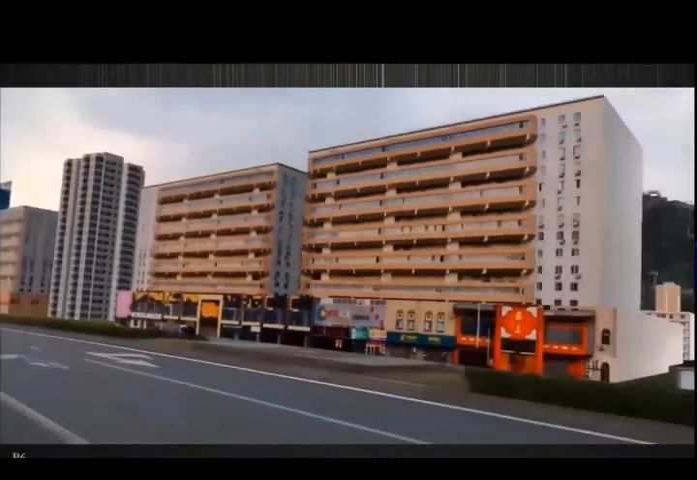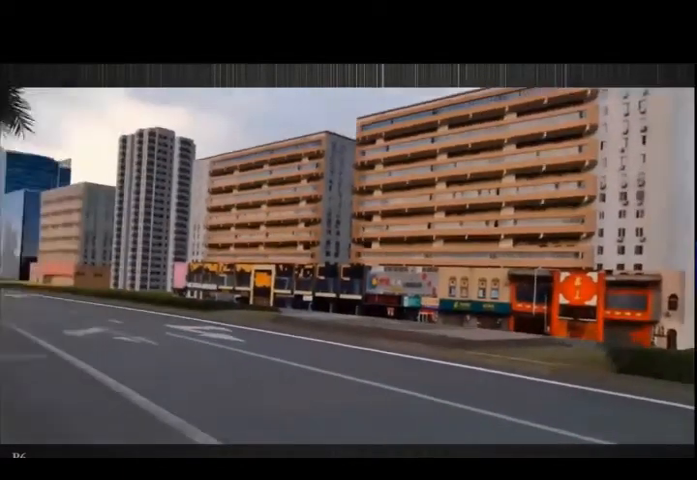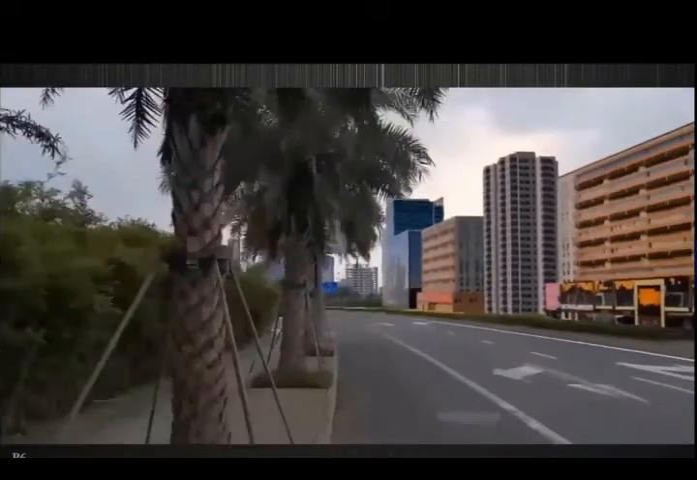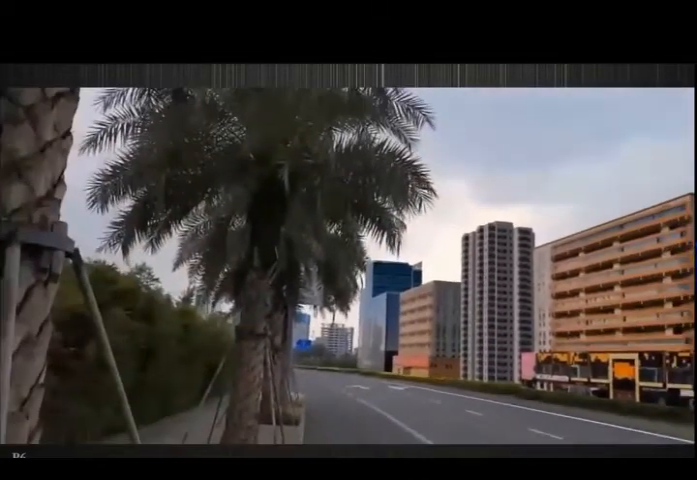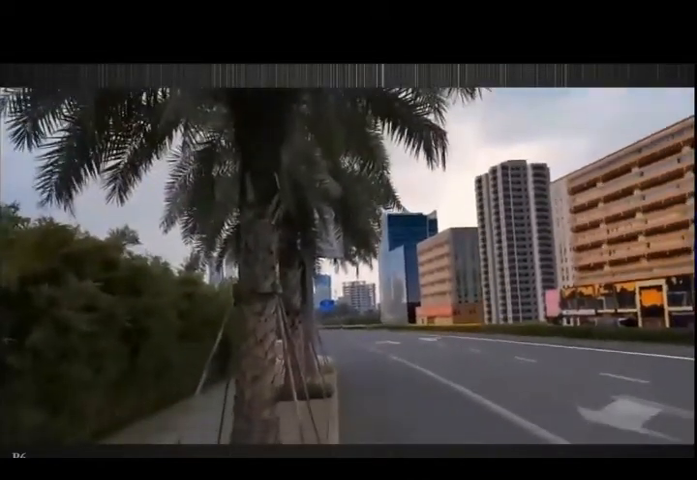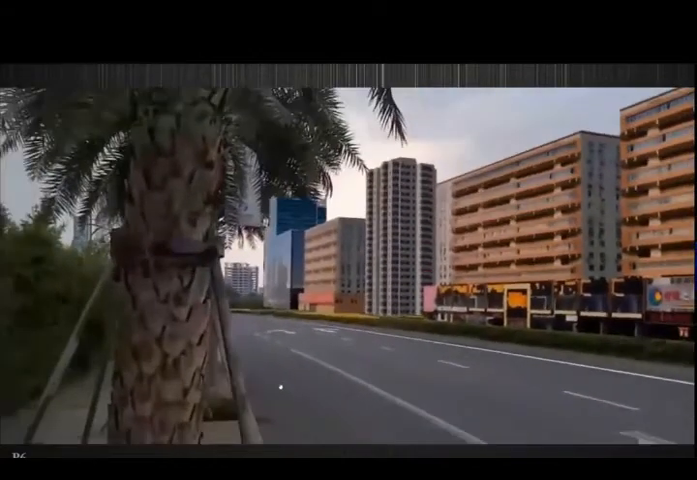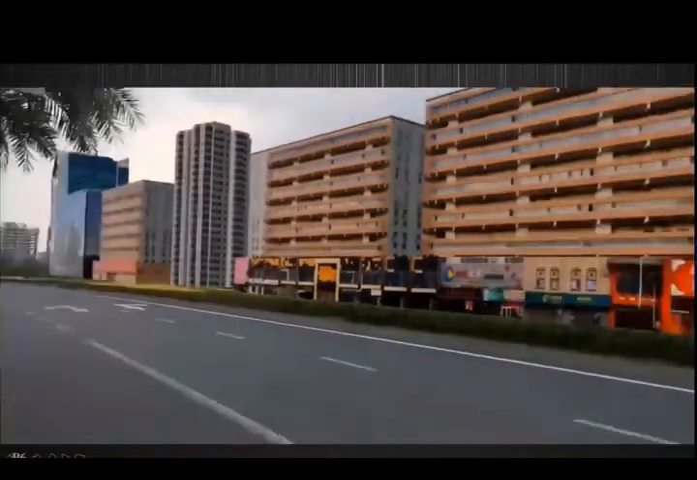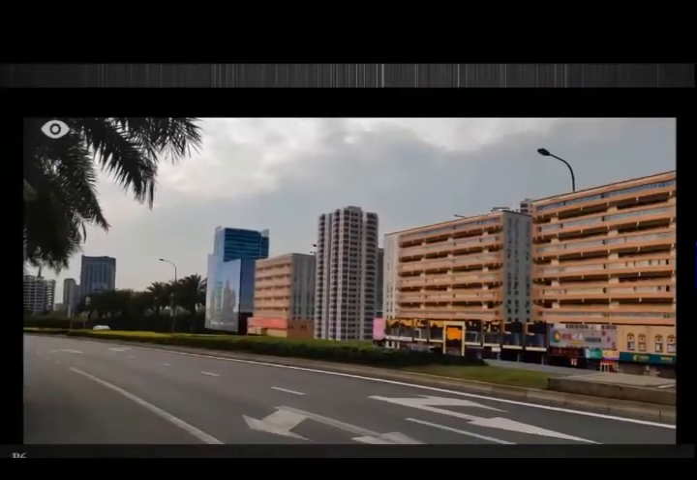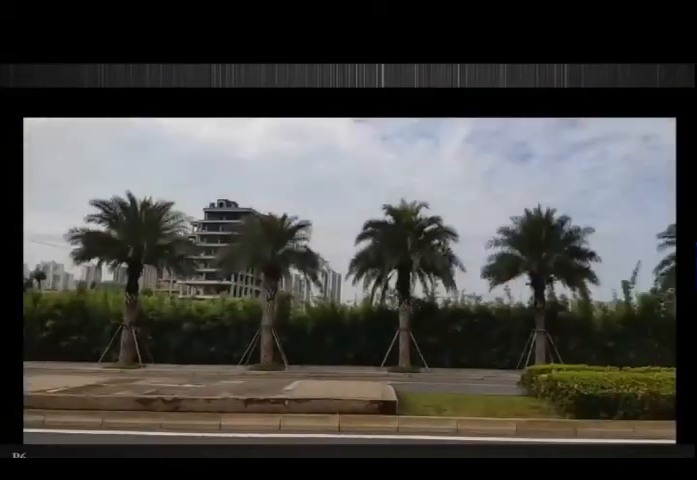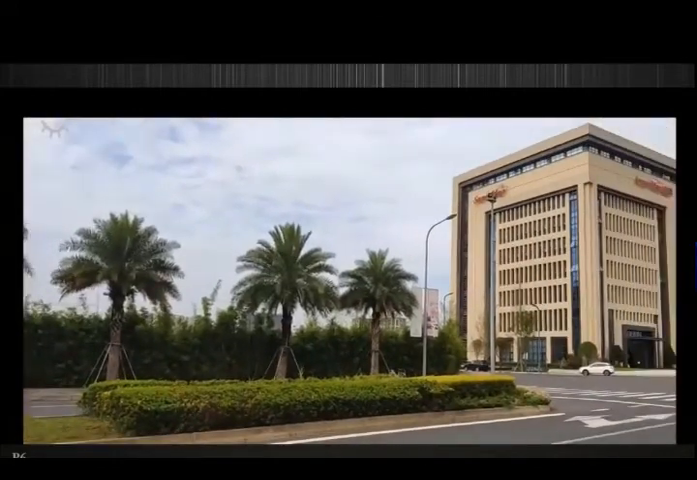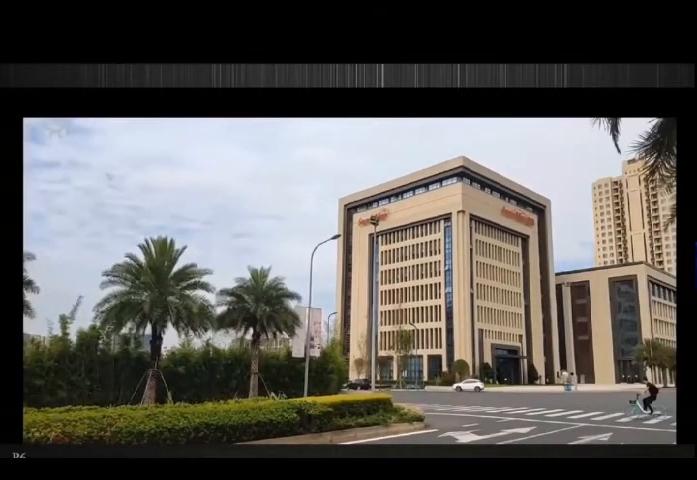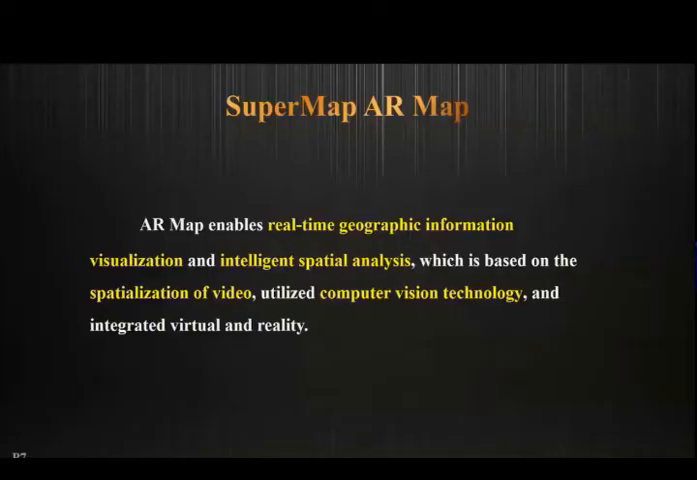Actually, this is a road I walk every day between company and home, but it's a little bit different from what I see every day. Can you recognize it? As you can see, the buildings do not actually exist here right now, but at first view you could not recognize it's a virtual building. So what is the AR map?